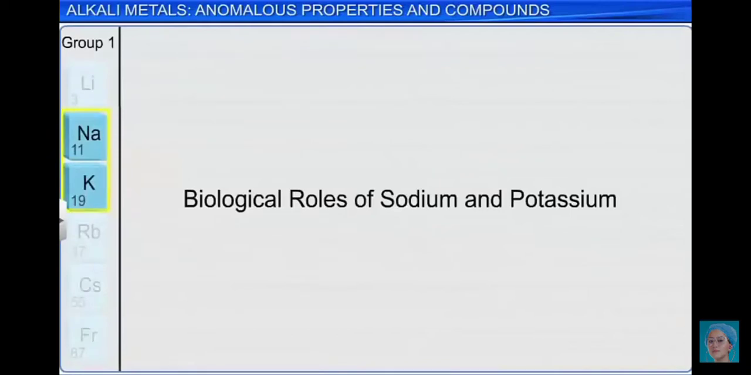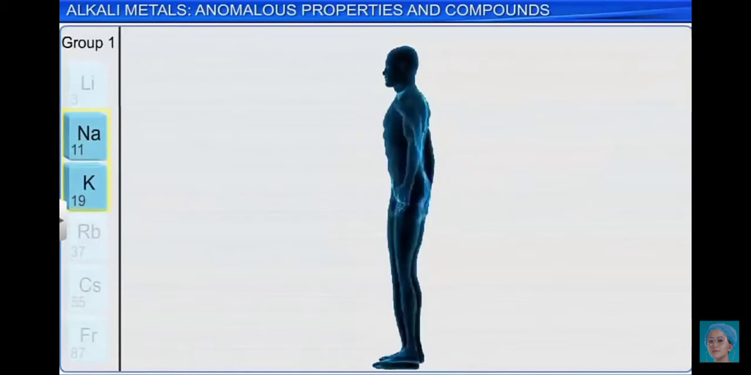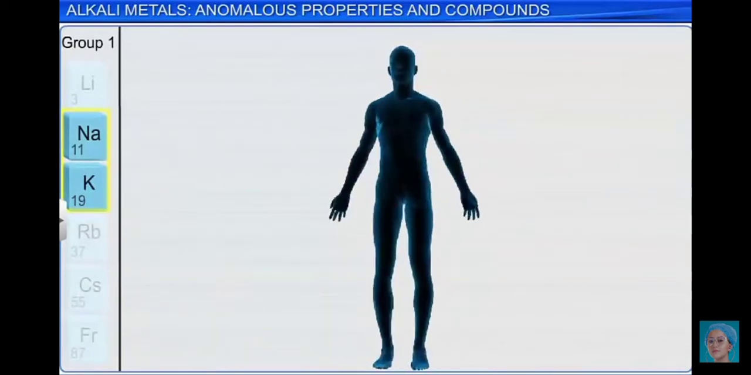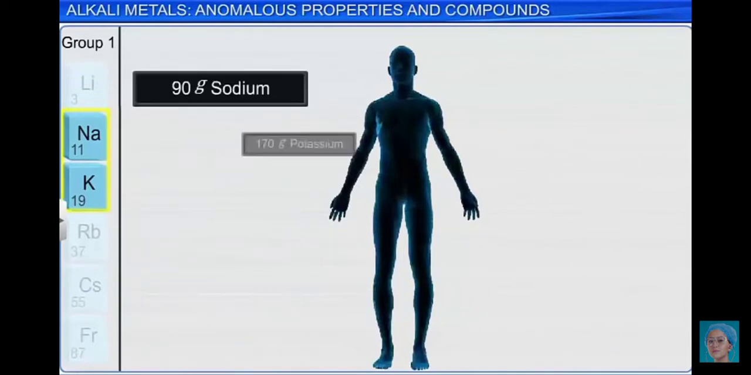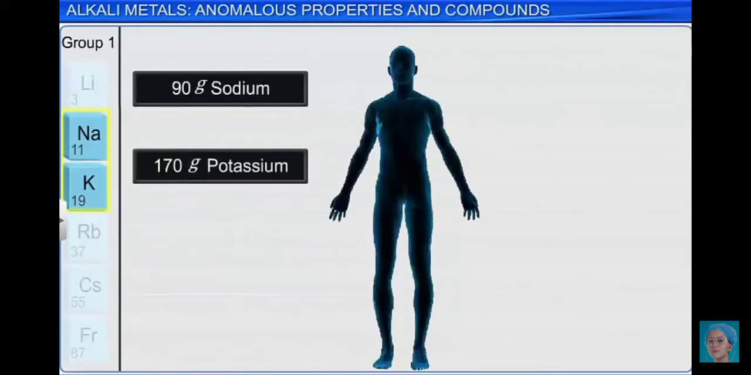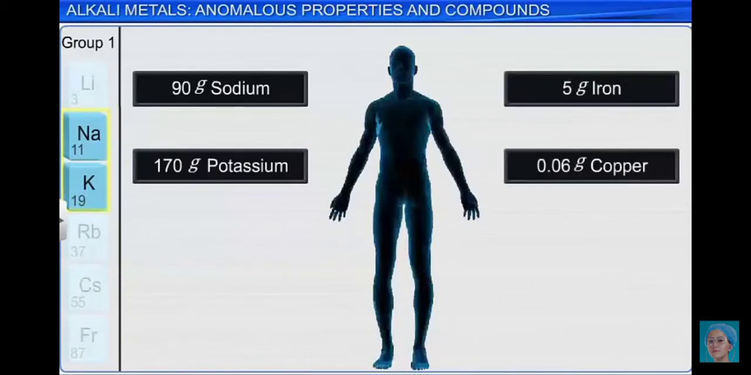large amounts in the human body. In an average adult male with a body mass of 170 kg, about 90 grams of sodium and 170 grams of potassium are present. Compare this with the other essential nutrients: only about 5 grams of iron and 0.06 gram of copper. This reflects the important roles both sodium and potassium ions play in the human body.